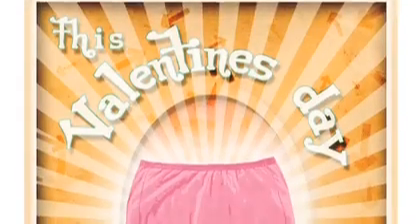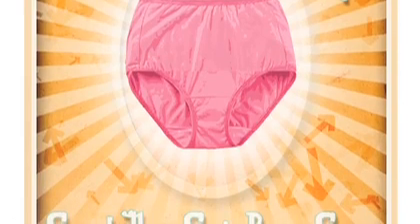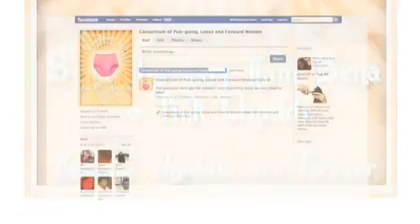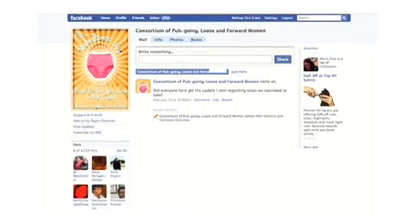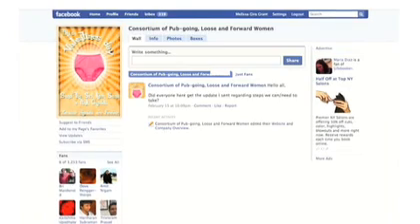The Pink Chadi campaign in India also revealed pros and cons of using Facebook. Chadi means underwear in Hindi. The Pink Chadi campaign was developed as a response to women being attacked by a right-wing political group called Sri Ram Sene simply because they were seen drinking in pubs.